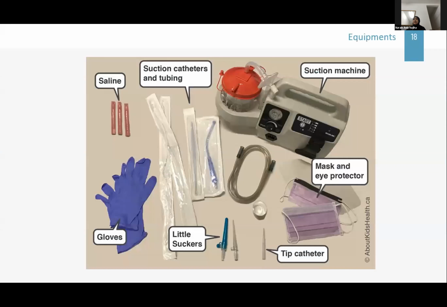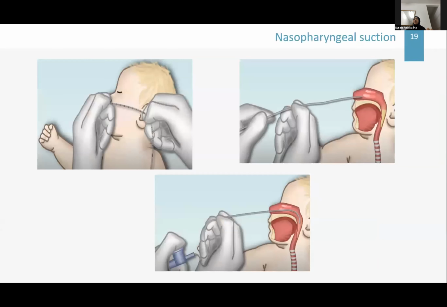And then the methods. So these are roughly the equipments for the suction. First is nasopharyngeal suction.